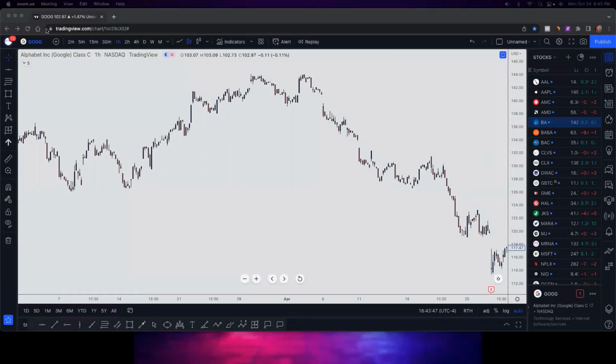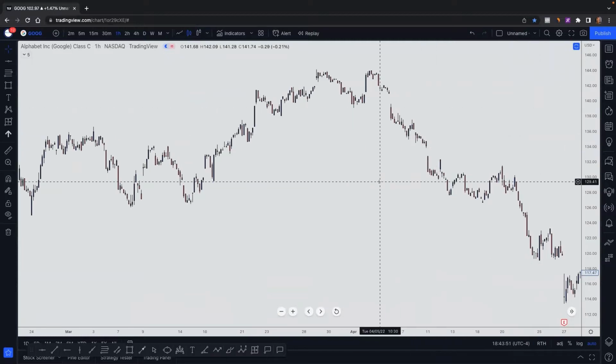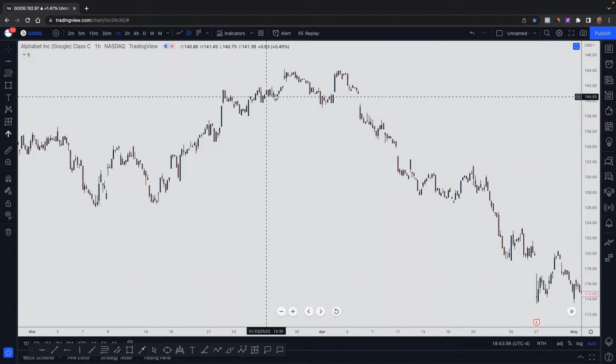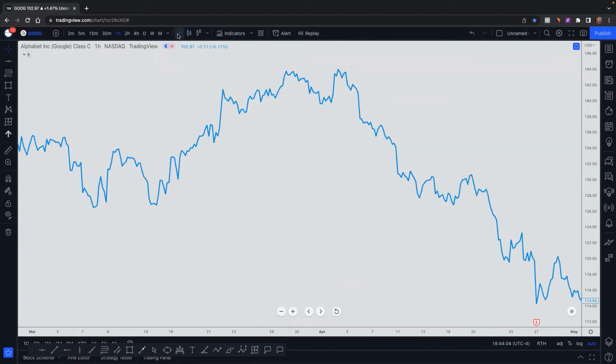Let's get to it. So I pulled up a random stock, which is Google. And what I want you guys to do is see if you can identify a trend. So you can see we're moving up here and we're moving down here. Now, an easy way to do this is to convert your chart to a line chart by clicking on this link, and you can see it a little bit more clearly.